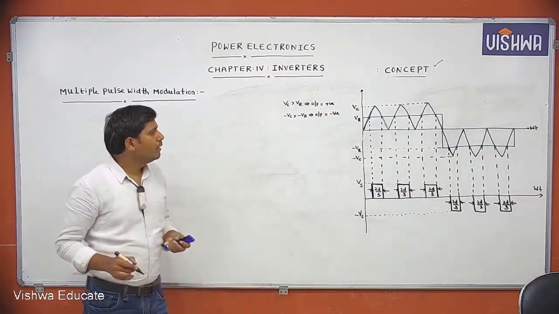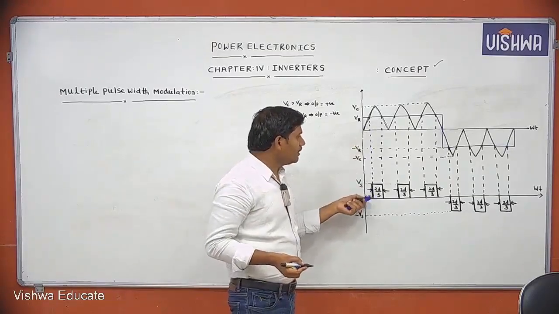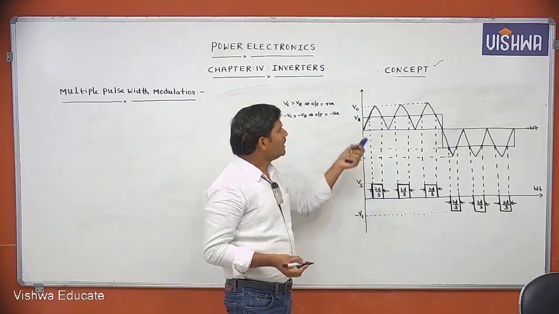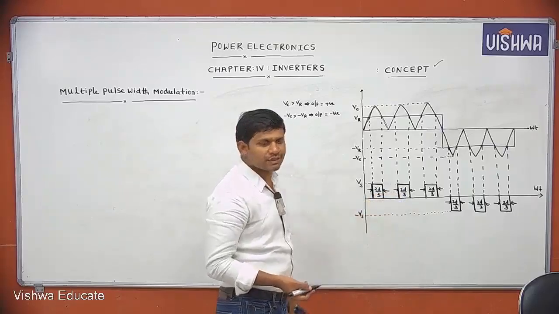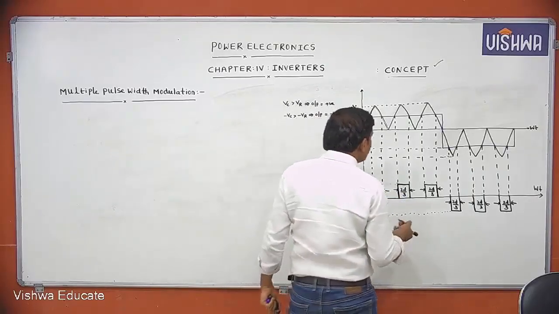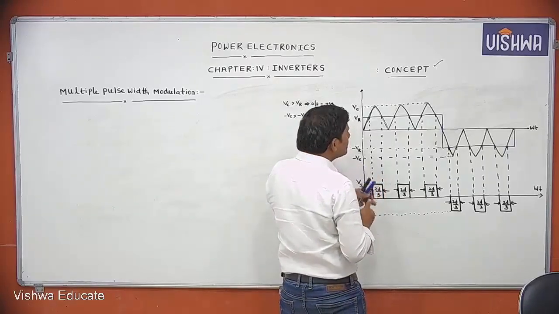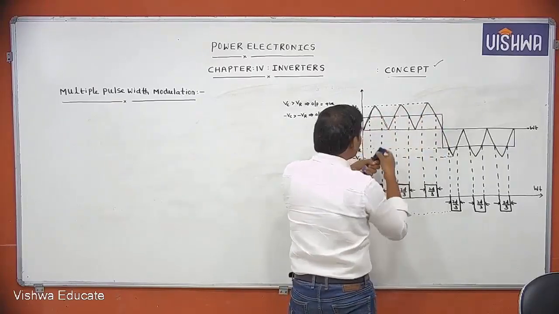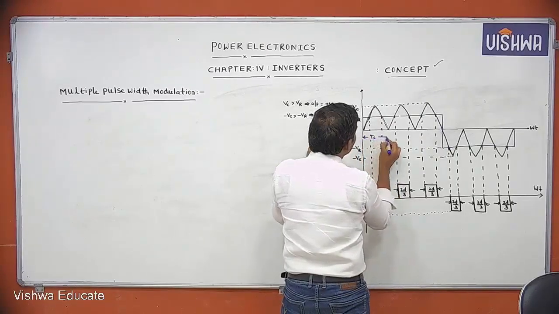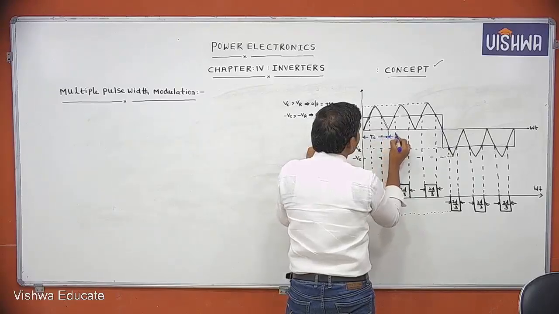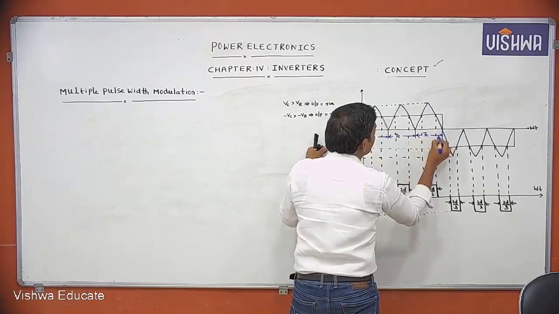Now, but I want one generalized formula. Based on the carrier signal and reference signal, how many pulses are generated? 3 pulses. If you change the carrier signal, automatically the number of pulses per half cycle also changes. But we want a generalized formula, so listen please. How many carrier signals are considered in half cycle? 1, 2, 3. 3 carrier signals. Then what is the total time period? Each carrier signal time period is Tc.